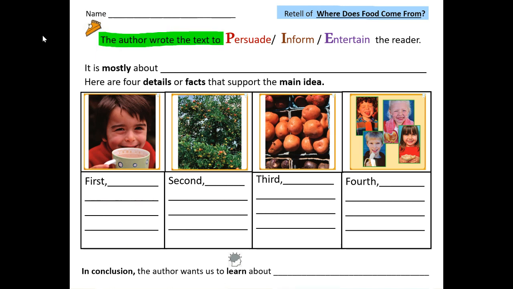The author wrote the text to either persuade, P stands for persuade, or inform, I stands for inform, give information, or entertain, E stands for entertain. So the author wrote the text to either persuade the reader that certain food is the best, or the author wrote the text to inform the reader, give information about where food comes from, or the author wrote the text to entertain the reader with a funny story about where food comes from. So, why do you think the author wrote the text? To persuade, inform, or entertain?